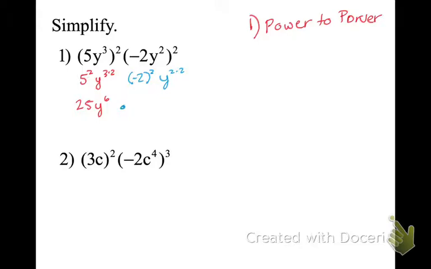times 4, negative squared, y to the 4th. So first we do the power to the power. Then we simplify.